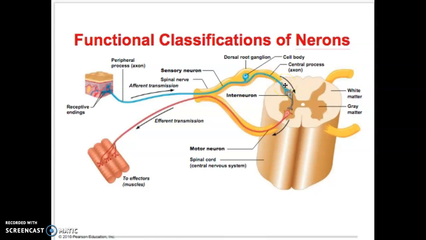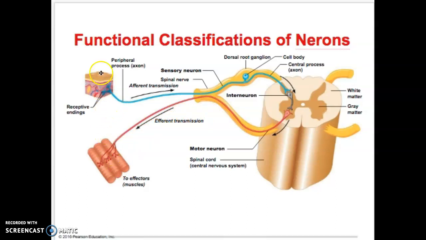At the spinal cord, that signal is going to be transferred to another neuron, often an interneuron. And then the interneuron is either going to send the signal up to the brain, or it's going to send it out to a motor neuron. And so the message going out is efferent. Okay, so afferent is going towards the central nervous system, and efferent is exiting, going away from the central nervous system.